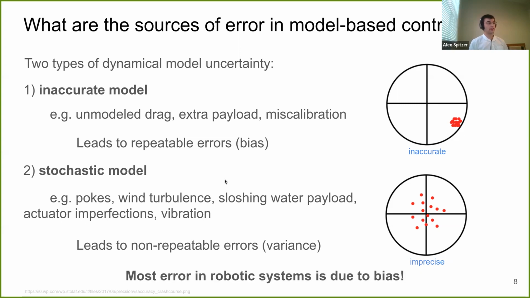The good thing about us and this thesis is that most of the errors that we see are actually due to bias, and a lot can be done simply by removing this bias. We're going to leave the reducing the variance part to different approaches and more engineering style approaches.